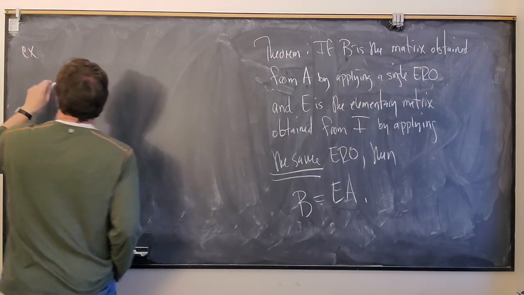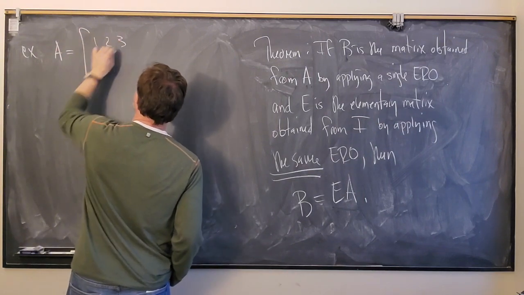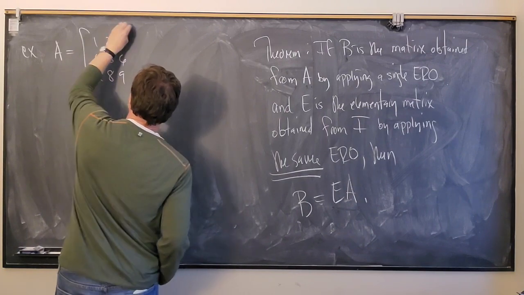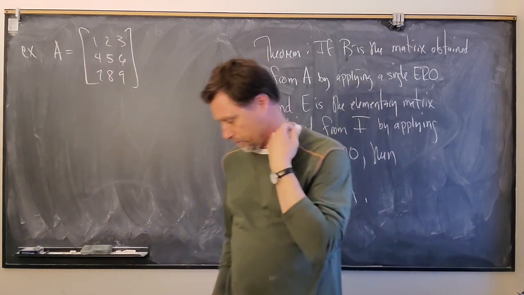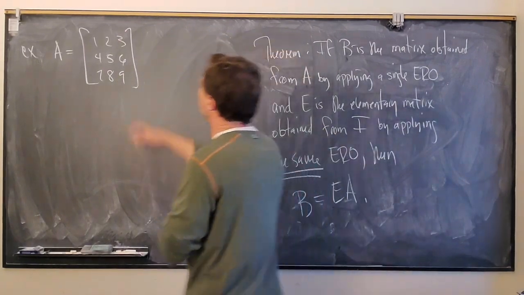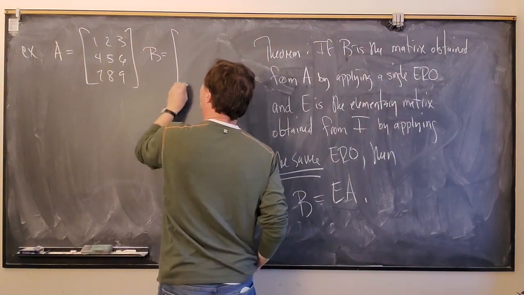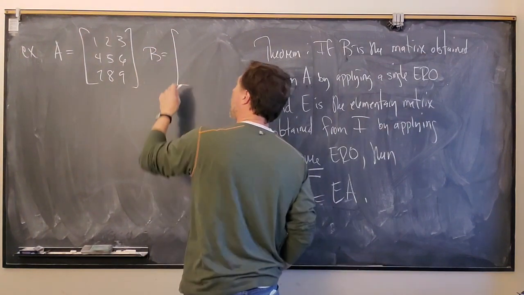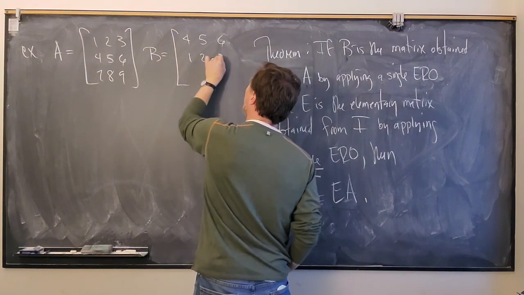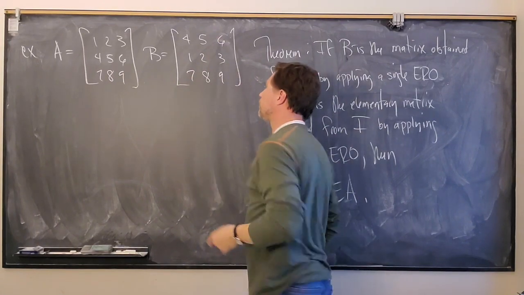So let's start with our matrix A. Let's do the same one we were doing before. So 1, 2, 3, 4, 5, 6, 7, 8, 9. And let's just interchange rows 1 and 2. So B has been obtained from A by applying a single elementary row operation. In this case, we're interchanging rows 1 and 2.